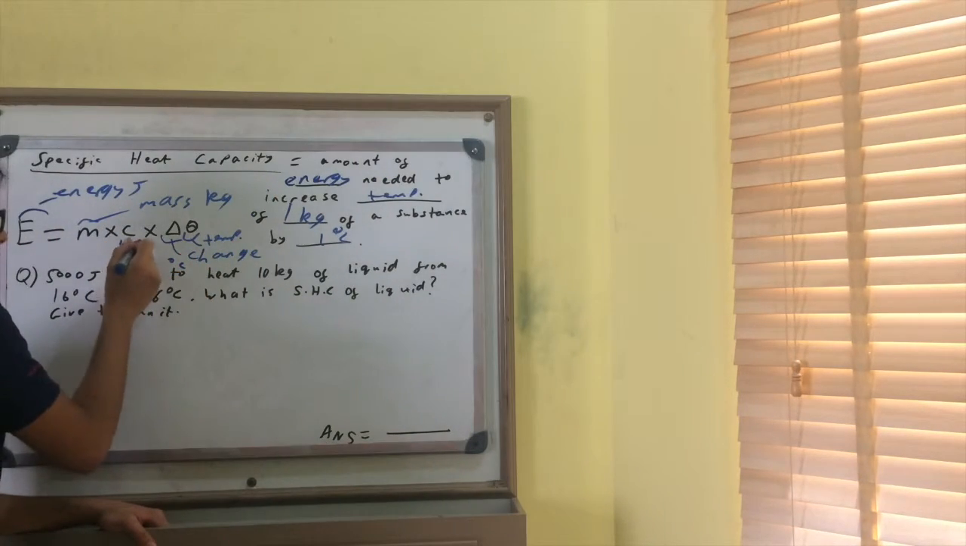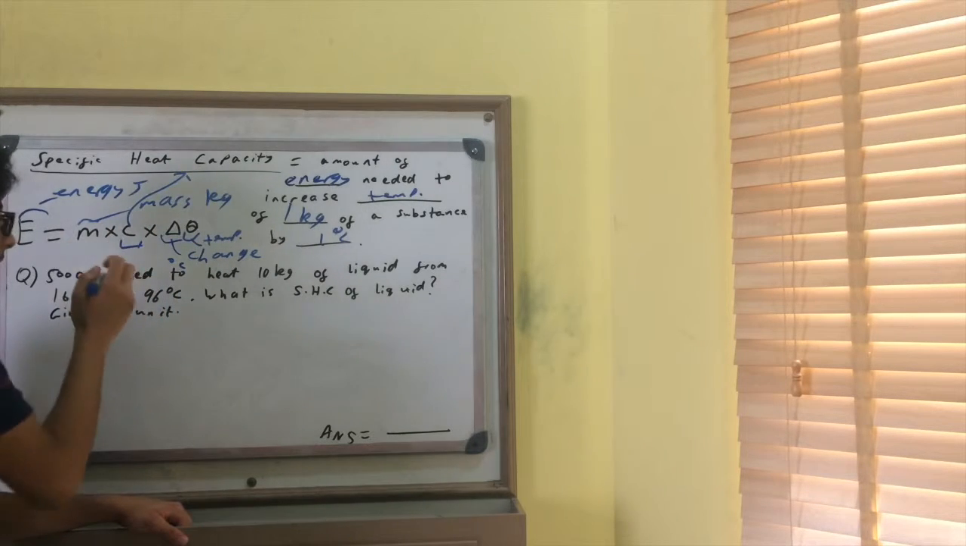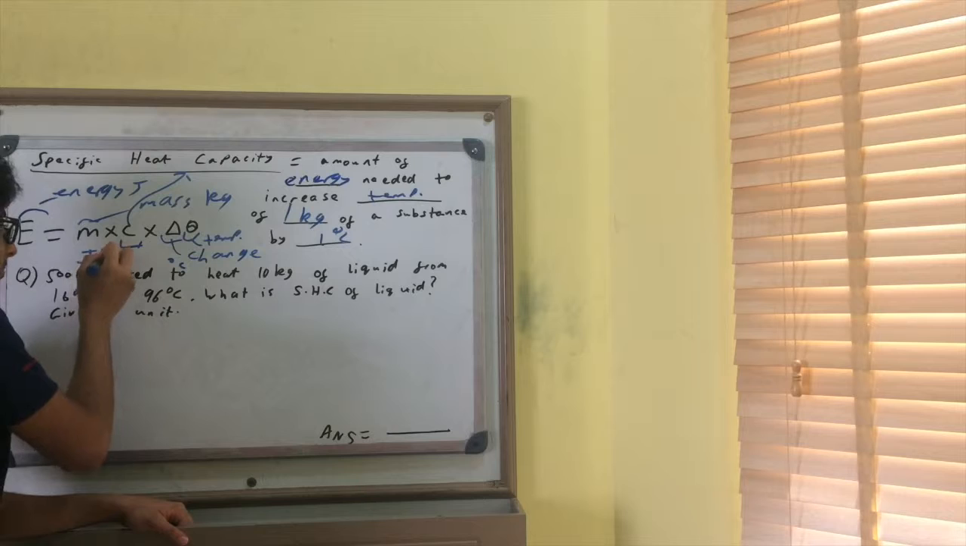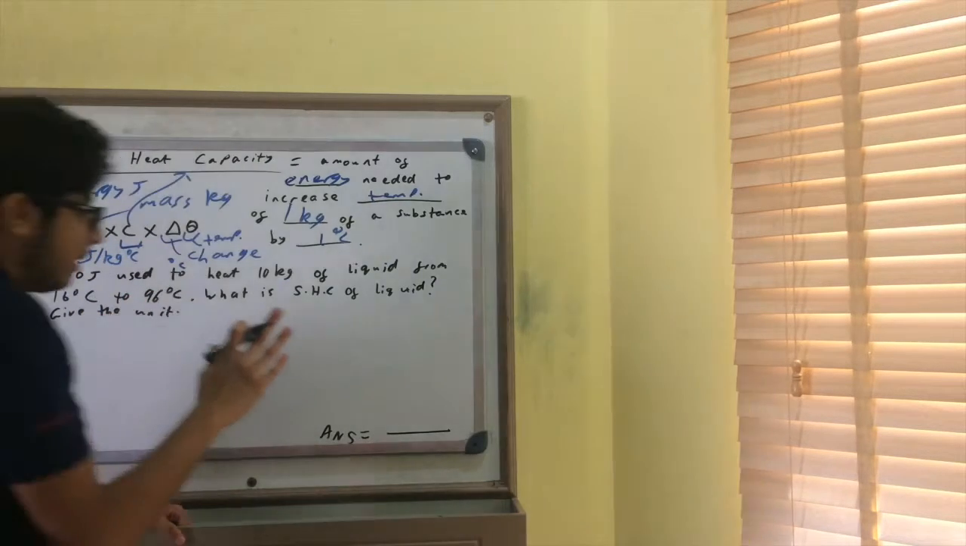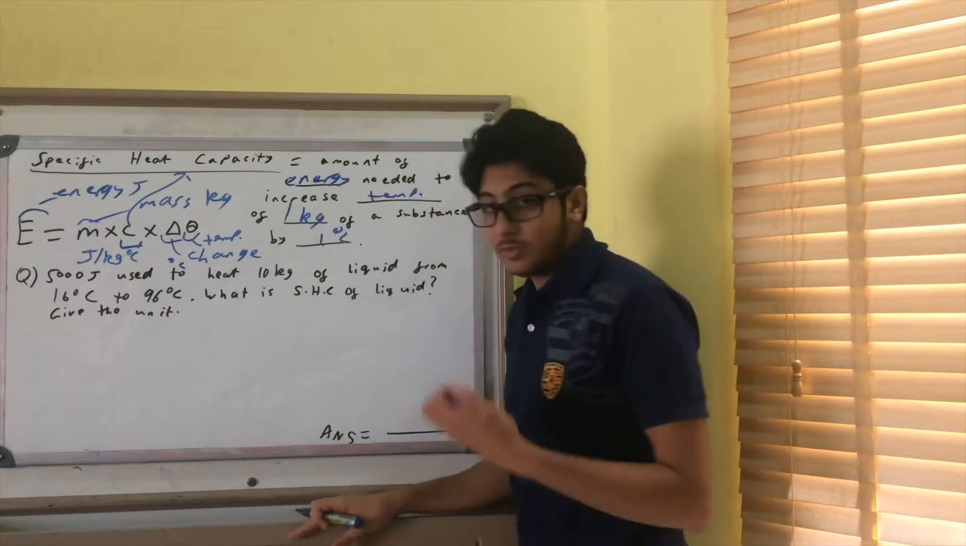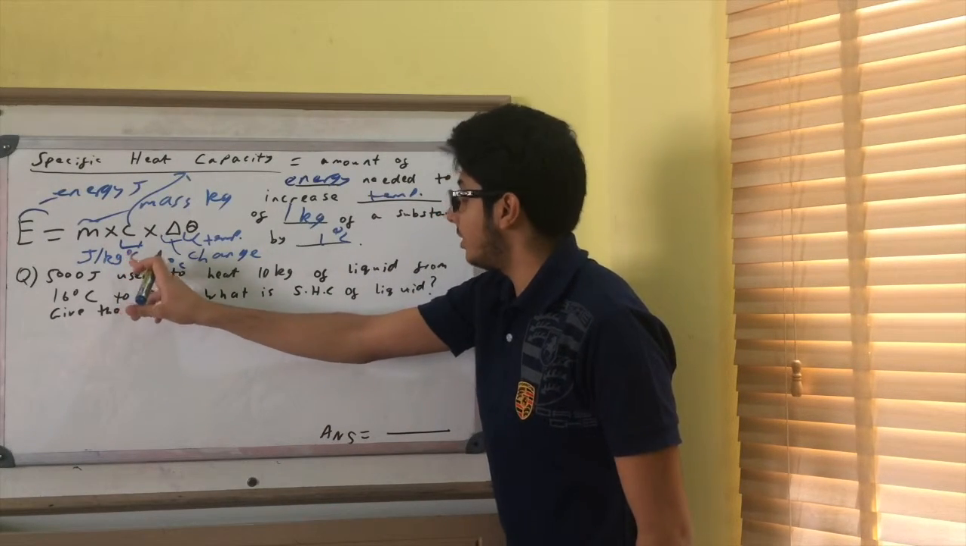And here we have the specific heat capacity. Now the unit for this is very weird, but you should know it: joules per kilogram degrees Celsius. They might ask you about the unit in a calculation. Specific heat capacity, joules per kilogram per degrees Celsius.